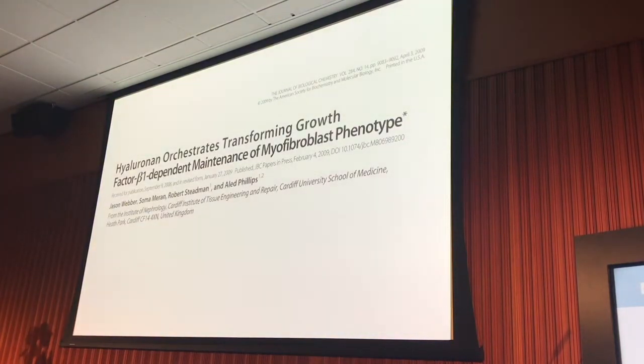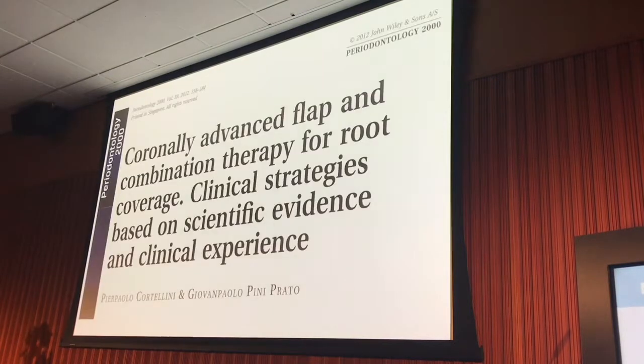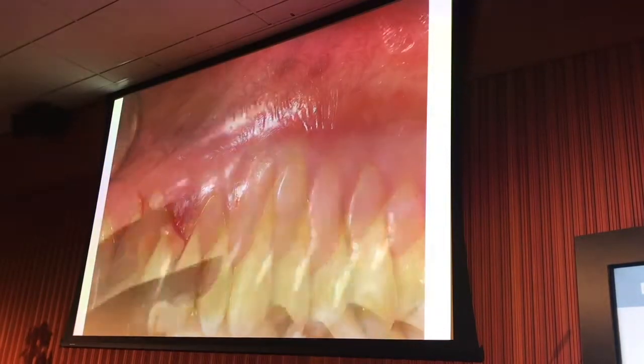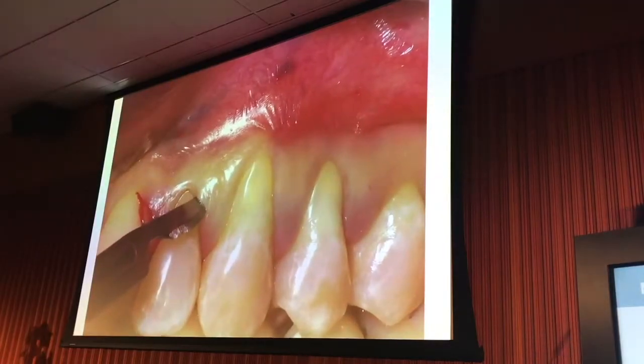And there was actually a paper in 2009 by a fantastic group in Cardiff that found out that HA, like Myron said, orchestrates TGF-beta for the phenotype of the myofibroblast. So there is something to this nice healing that we can speed up and improve by the use of this gel. So again, CAF and something next to it, differently from EMD, from amelogenin.